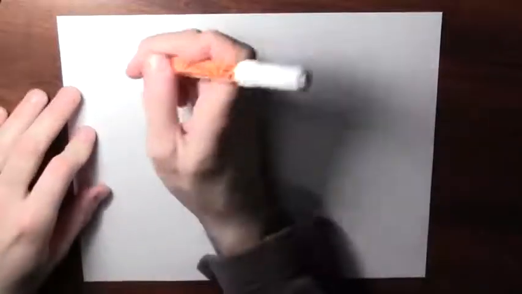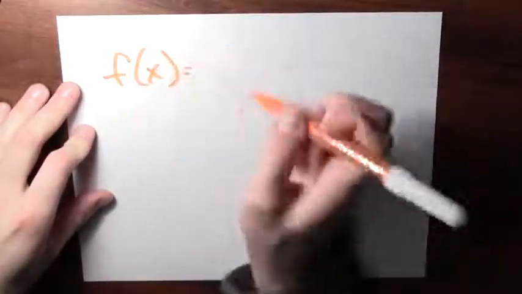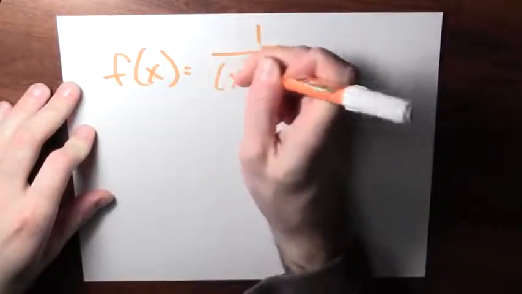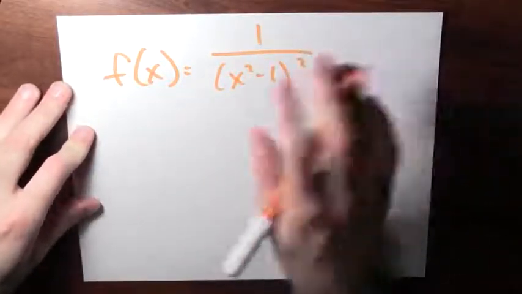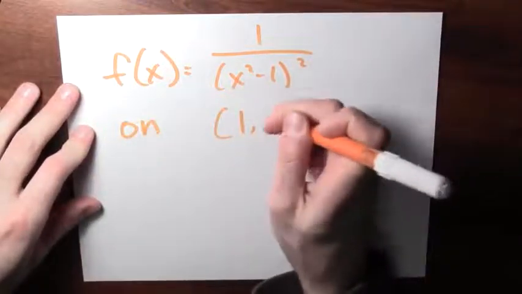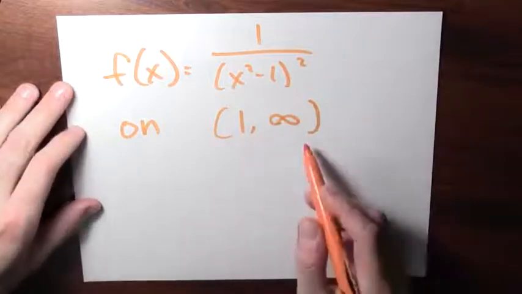It's important to emphasize that the domain truly matters. What if I asked to find the maximum and minimum values of the same function, f of x is equal to 1 over x squared minus 1 squared, but on a different domain? What if I looked on the interval from 1 to infinity, this open interval?